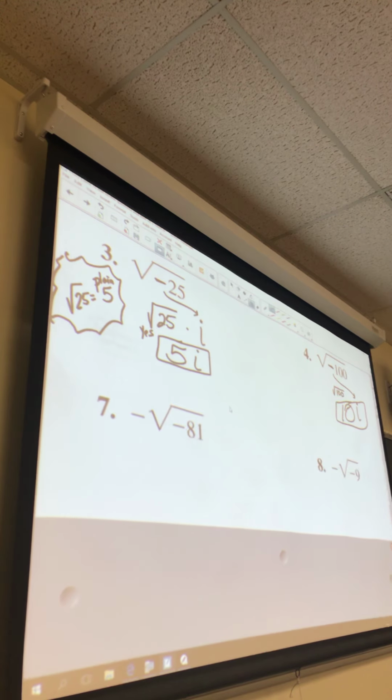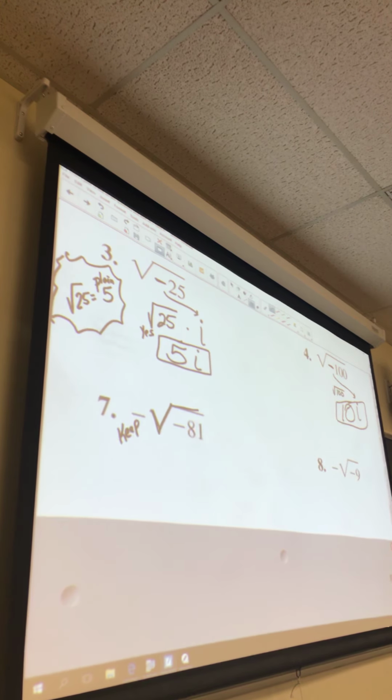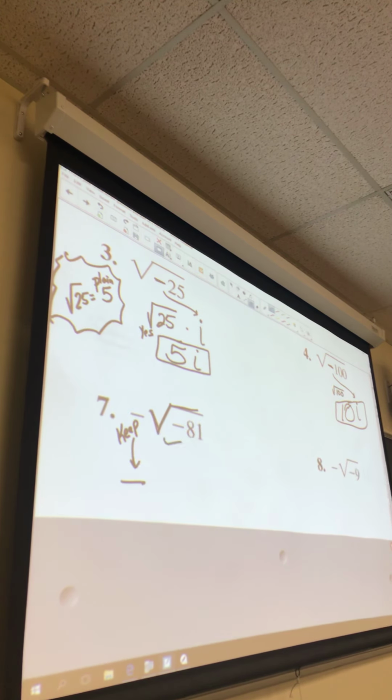What do y'all think we're going to do on 7 and 8? It's got a negative out front and a negative underneath. Okay. Yeah, you cannot go, ooh, 2 negatives. 2 negatives always make a positive. Well, yeah, if they're back to back, but not if they've got this big square root sitting in between. So don't do that. Okay, if it's outside, you have to keep it outside while you figure out what to do about the rest.